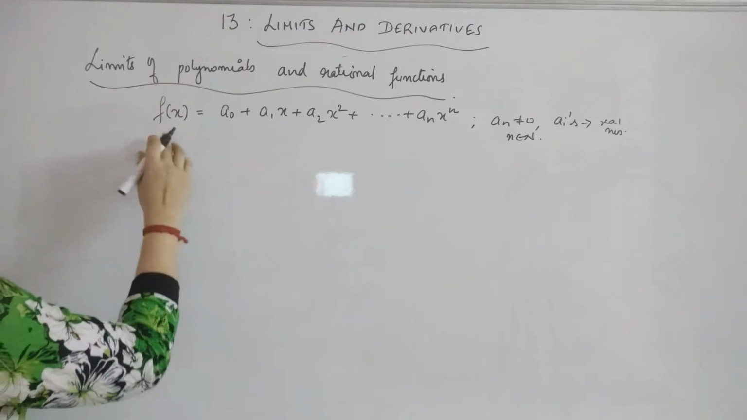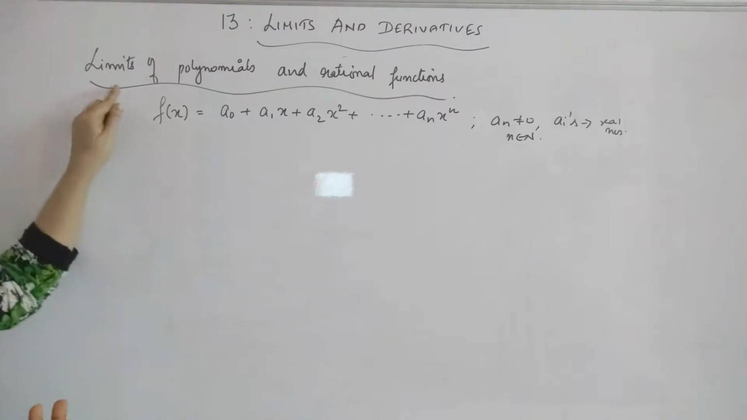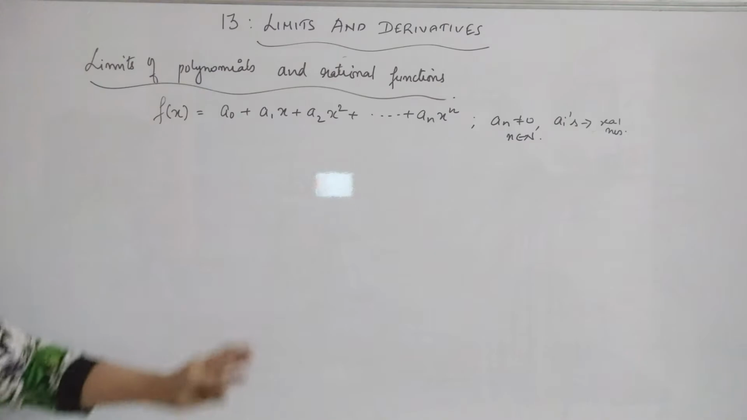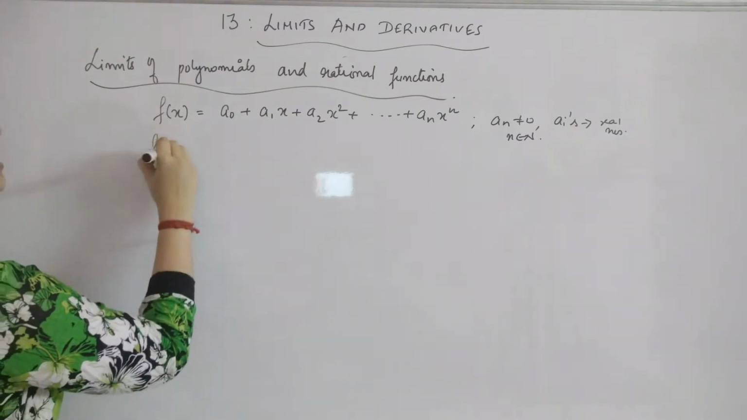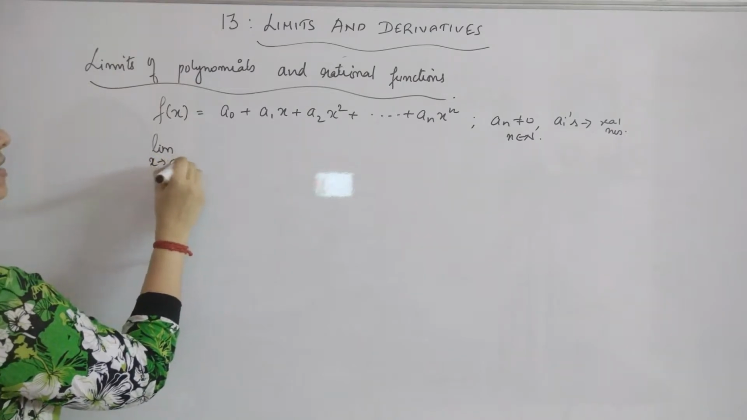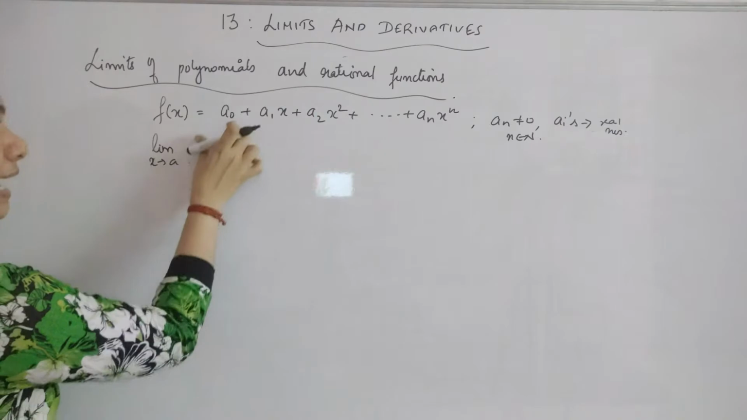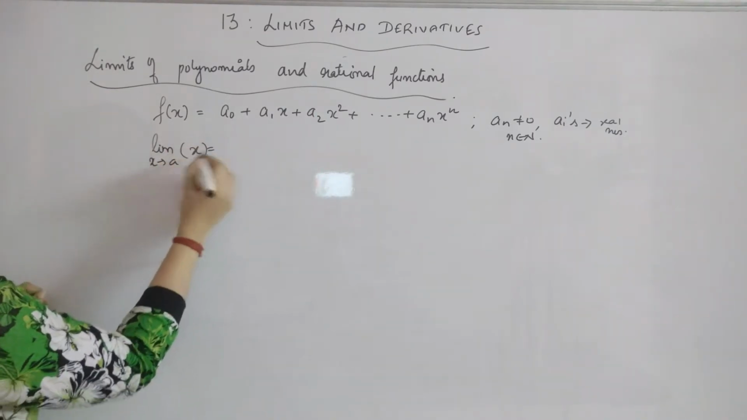Now the thing which we have to find out is limit x tends to a f of x. What will happen to that? The limit of polynomials. So I have taken a polynomial function, and we are looking at what its limit will give. For that, the first thing we will consider is limit x tends to a of x, which can be written as, we are simply replacing this x with a.